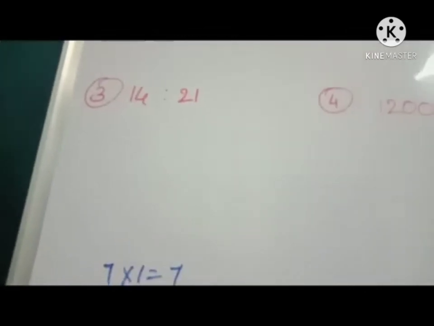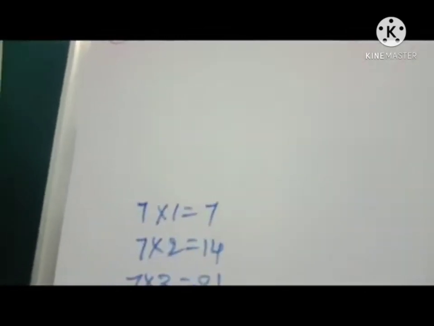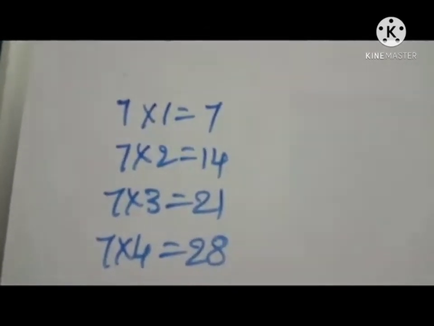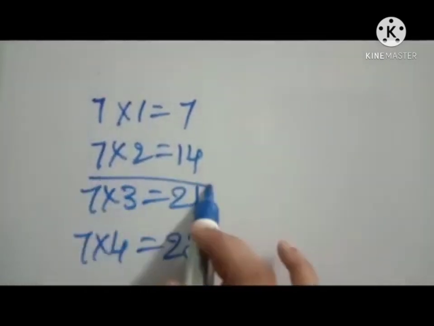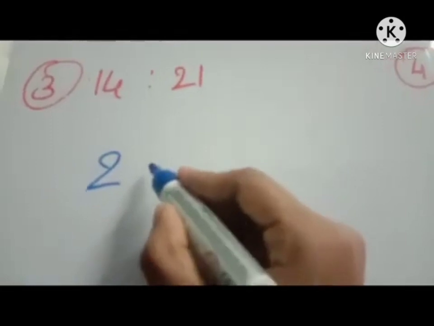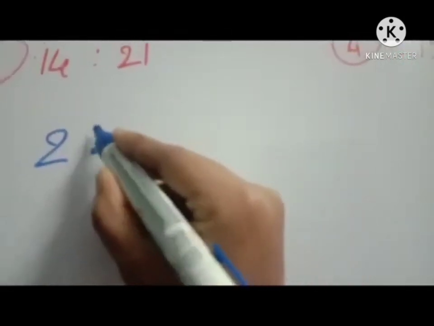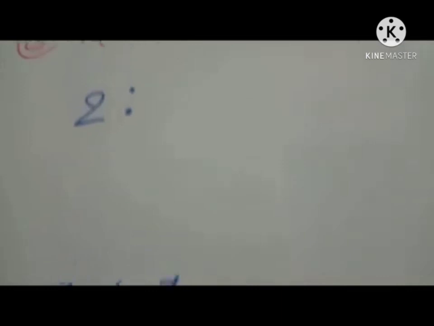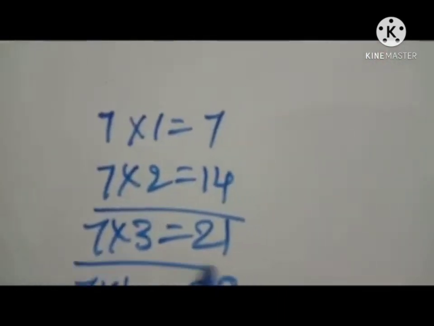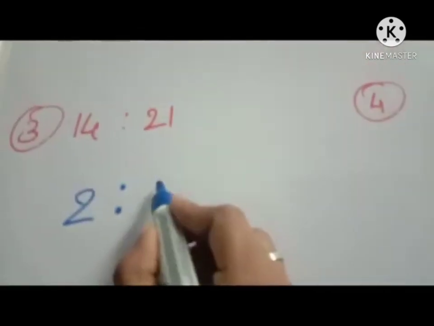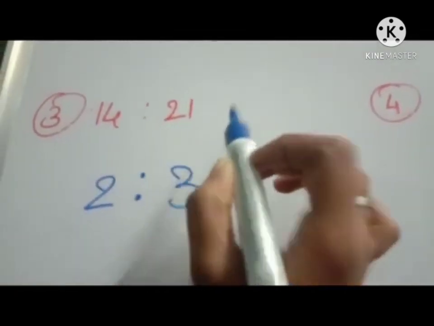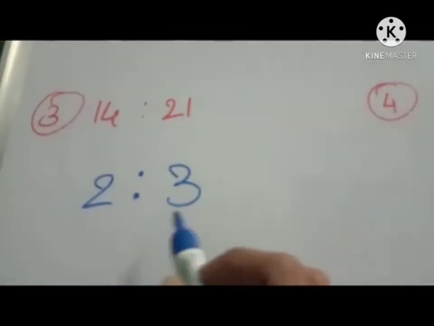But here what are the numbers? 14 and 21. Is 14 there in the 7 table or not? Yes, very good. 7 twos are 14. So write here 2. Again what do we have to keep here? Very good. Is to. Ratio symbol. Again 21 is there. Is 21 there in the 7 table or not? Yes, 21 is also there. 7 threes are 21. Write here 3. 2 is to 3. 14 is to 21 is the question. The lowest term is 2 is to 3.